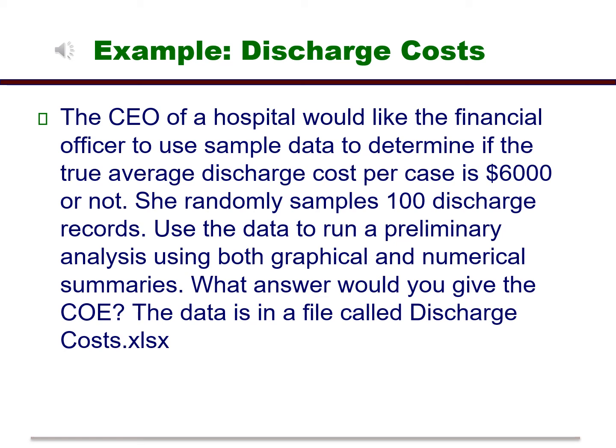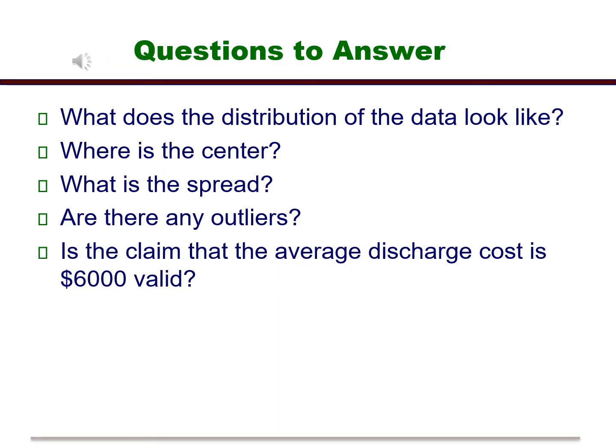The CEO would like to know if the average discharge cost per case is roughly $6,000 in a hospital. You are given a sample of size 100. First, we need to decide what questions we are trying to answer. The questions that we are trying to answer are the following.